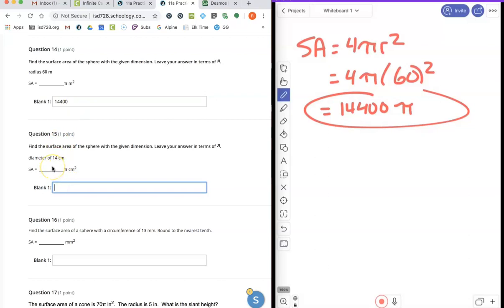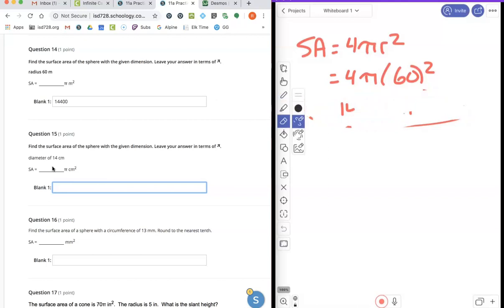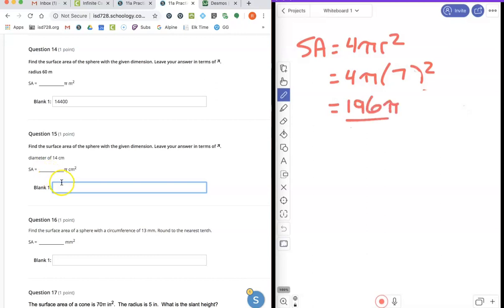This second one, they're giving us a diameter instead. Again, only one thing ever changes for surface area of a sphere, and that is whatever the radius is. So what we need to look at doing is just changing what goes in here. That means we're going to put in the new radius. So we have 14 here for a diameter, which means I'm going to put 7 into the formula there. So 7 squared is 49. 49 times 4 is 196. So this one has an answer of 196 pi.